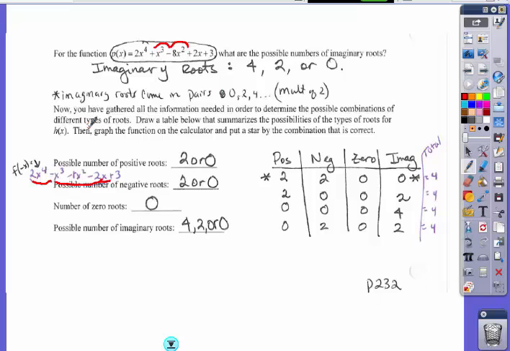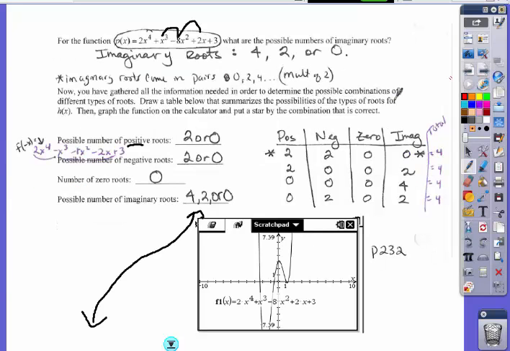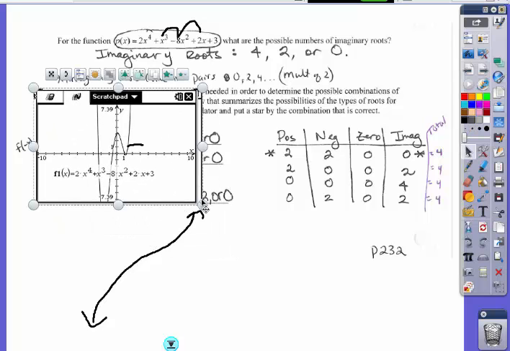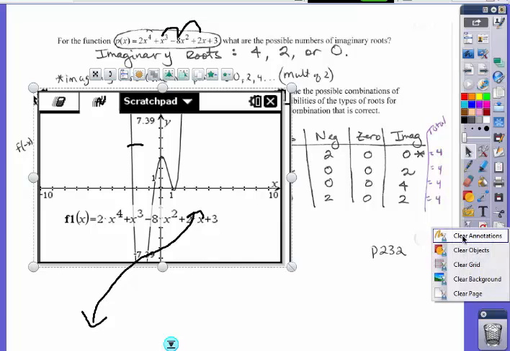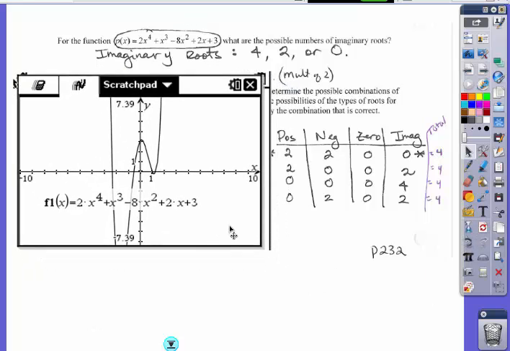Now the directions tell us that we're supposed to go back and graph the function on our calculator and put a star by the combination that is correct. So you can see here that they've starred this one, and the reason why is... Oops, let's see if I can get my page changed here. Here is the graph that goes with this function. So if you were to take your graphing calculator and do that, let me clear these annotations out of the way. Here is the graph.